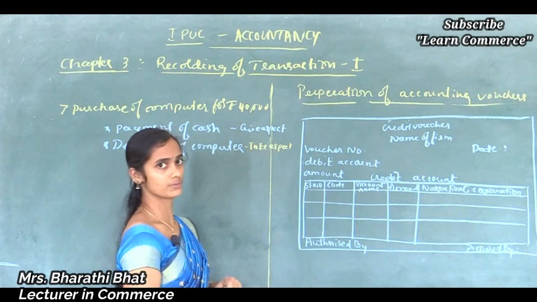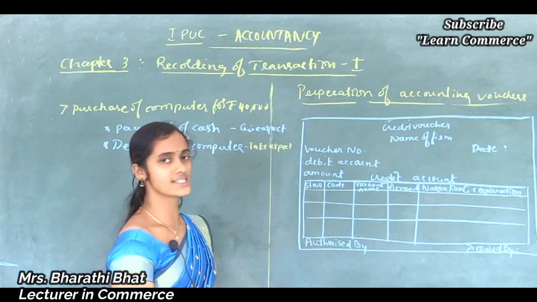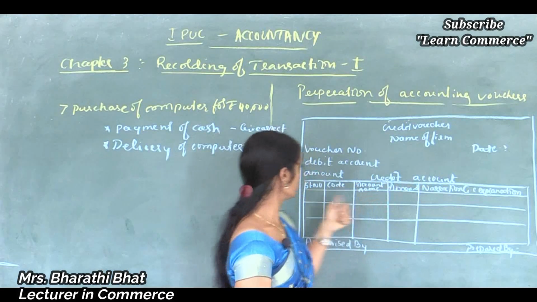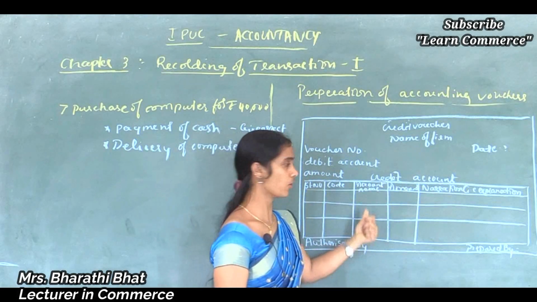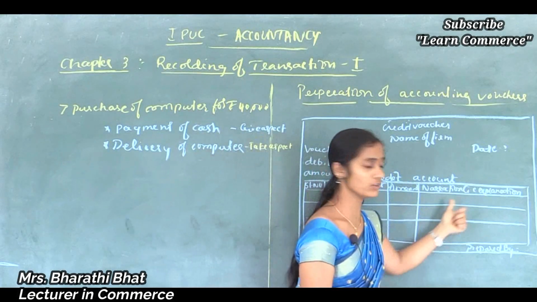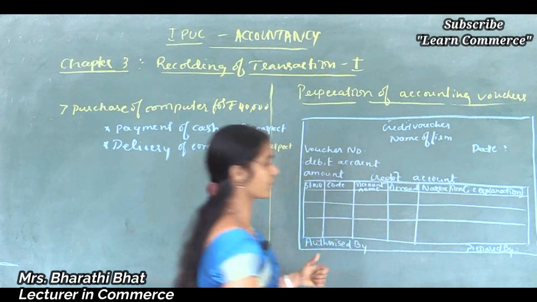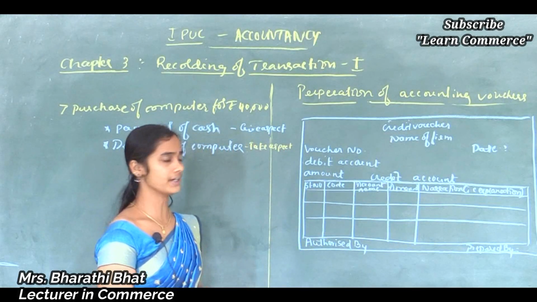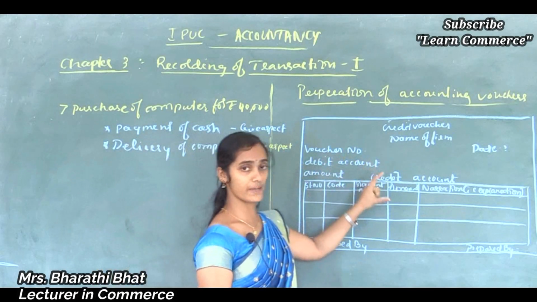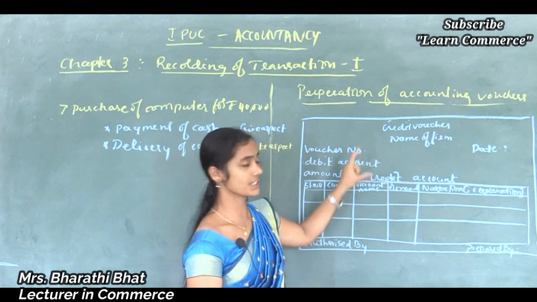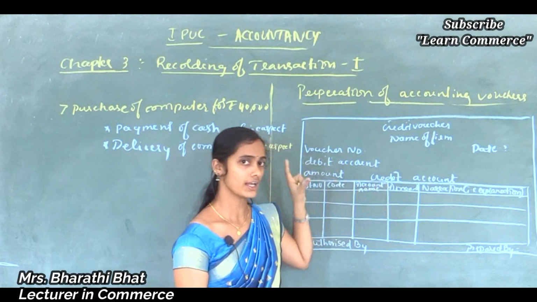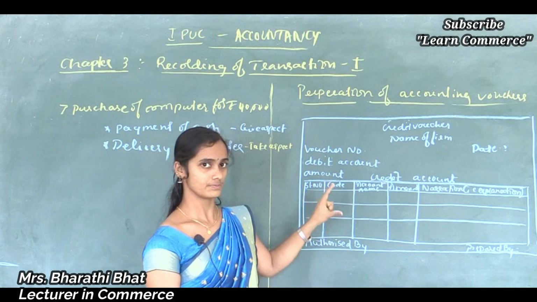Credit account. You should write once again: credit account, serial number, code, account name, amount, narration, that is explanation, and the next one is authorized by and prepared by. So this is a specimen of credit voucher. This credit voucher also comes under compound voucher.